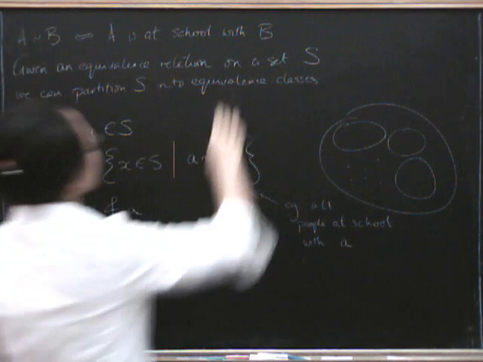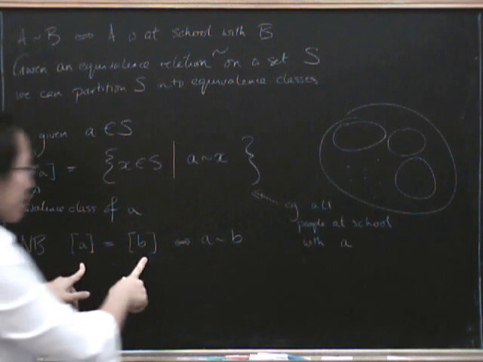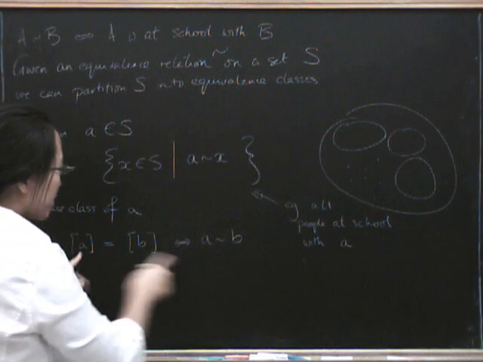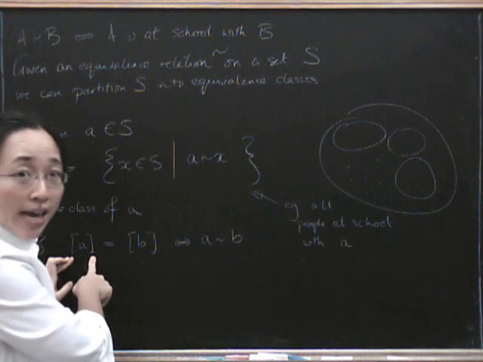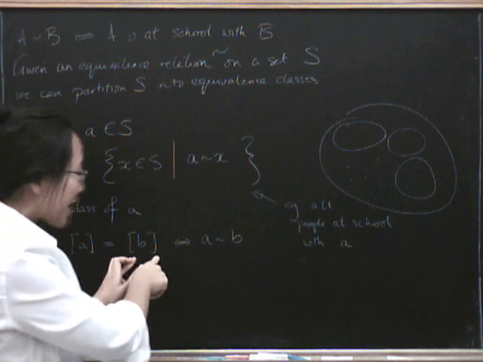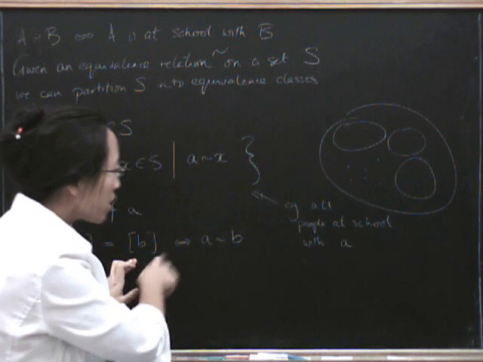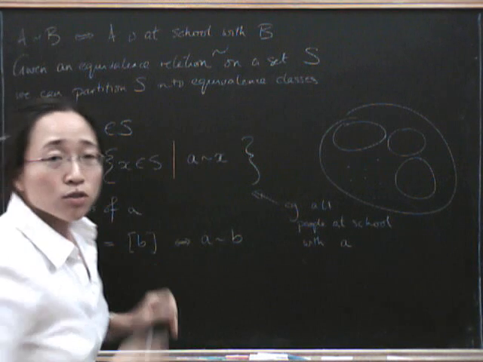So given an equivalence relation which I'm calling tilde, these will be the same equivalence class if and only if A is related to B. Right? So the school, you can think of this as the school that A goes to. The school that A goes to is the same as the school that B goes to if and only if A and B are at school with each other.